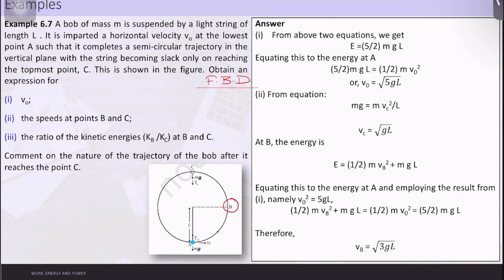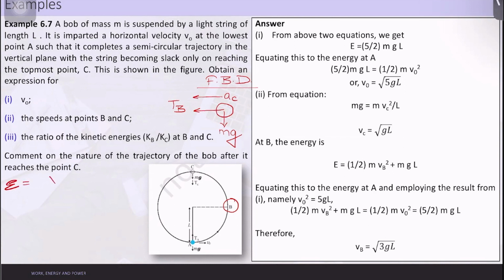If I make a free body diagram for this location, what will happen? What is the mass? mg is in this direction, and tension is in this direction. So tension will be TB, and acceleration will be in this direction, let's say AC. Correct? Right. Similarly, let us calculate the energy first.